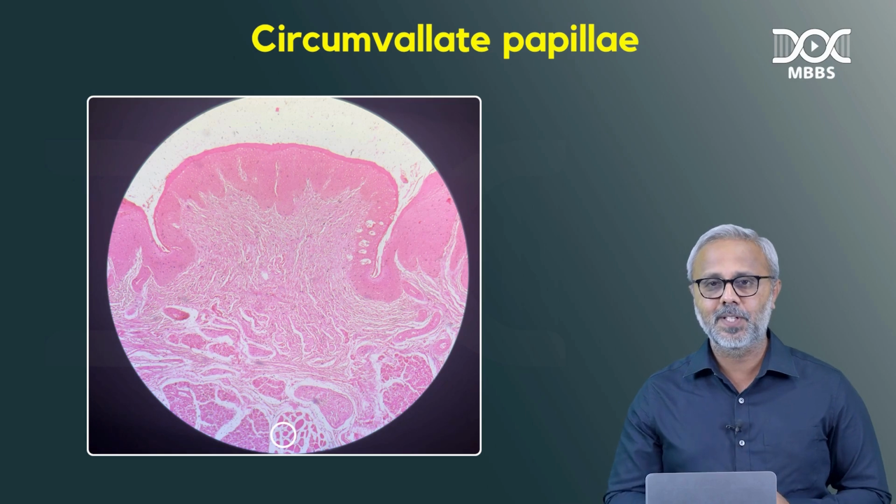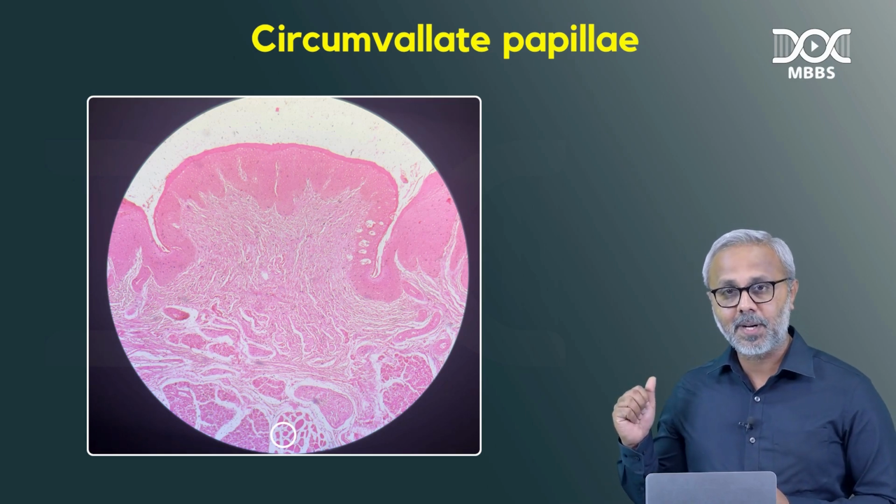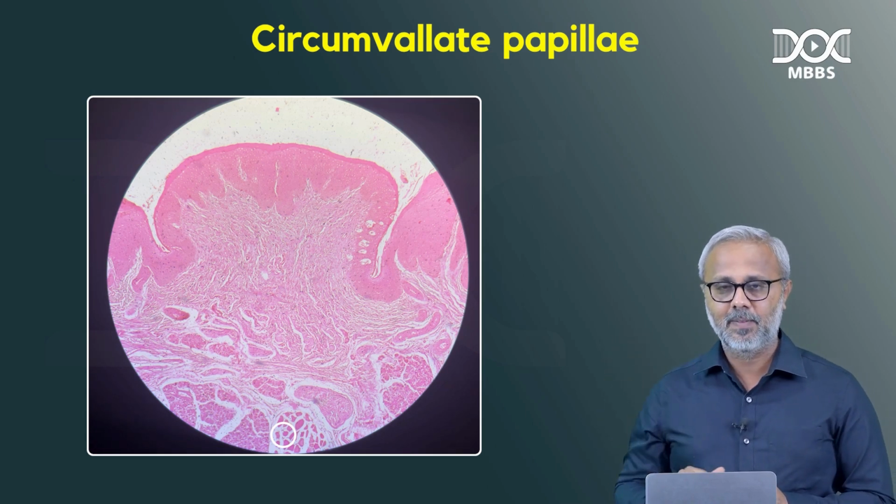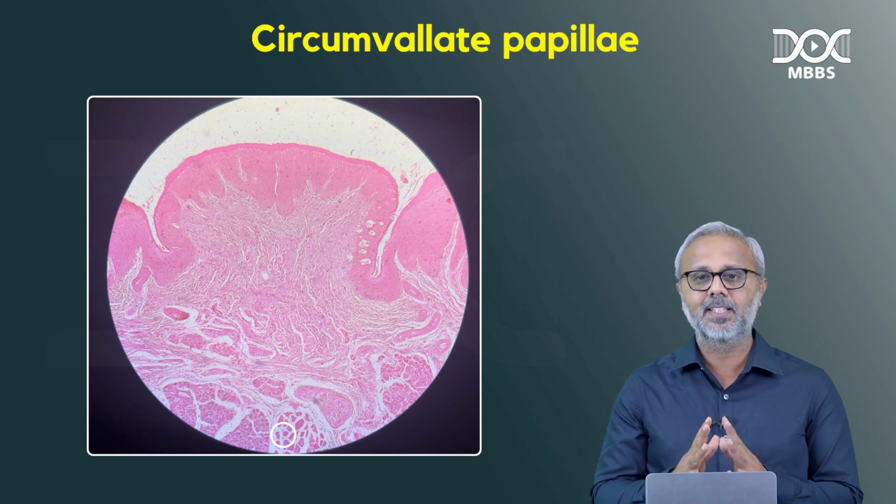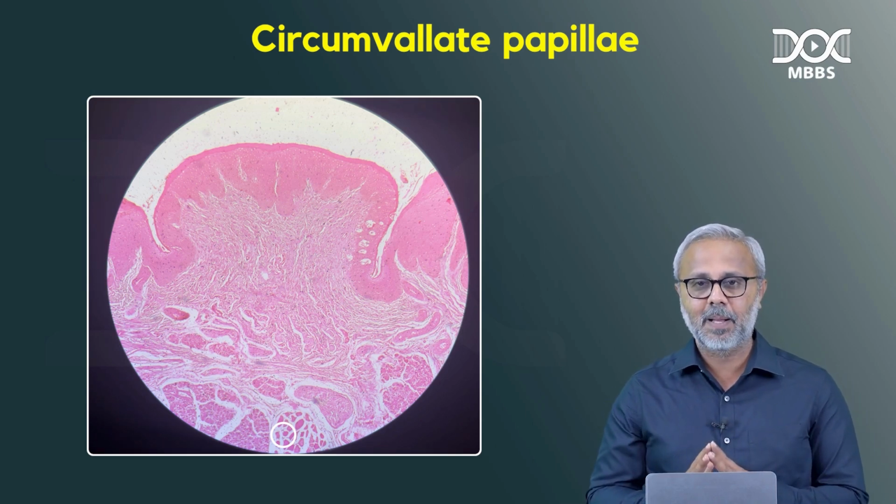The most conspicuous feature is the presence of taste buds within the lateral wall. This is how we identify the slide as the circumvallate papilla of the tongue.